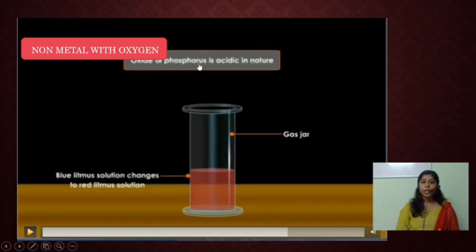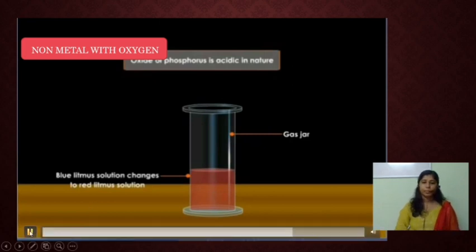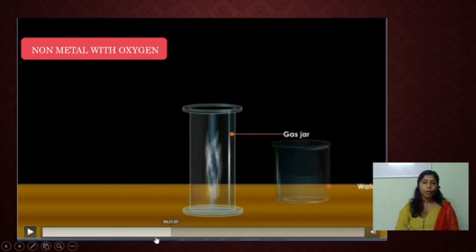Here, the oxide of phosphorus is acidic in nature because the blue litmus changed into red. The oxide of phosphorus is acidic in nature. Watch this experiment one more time.